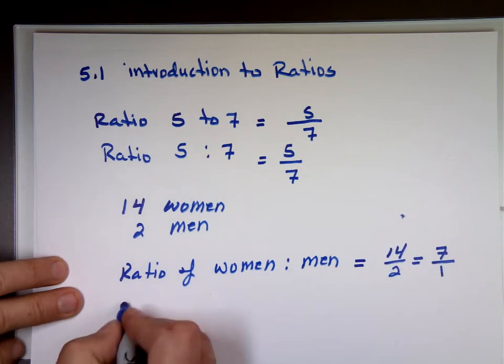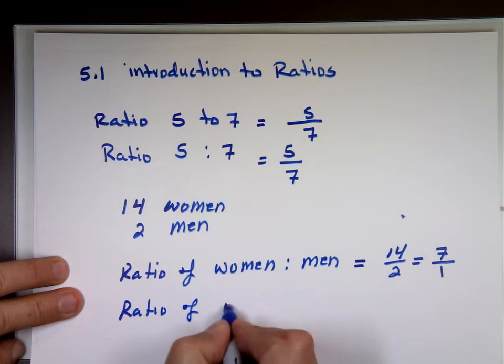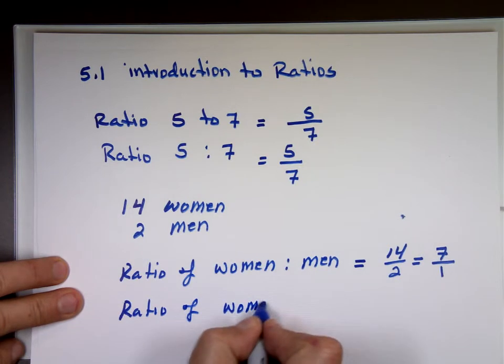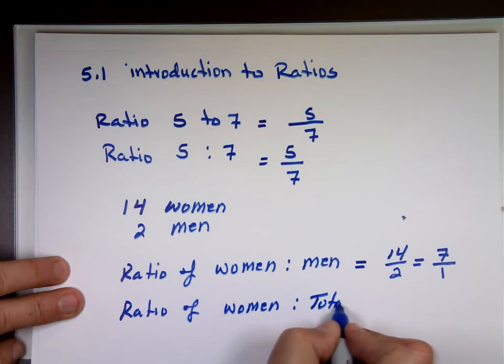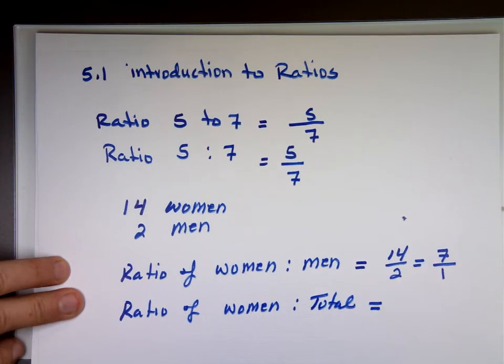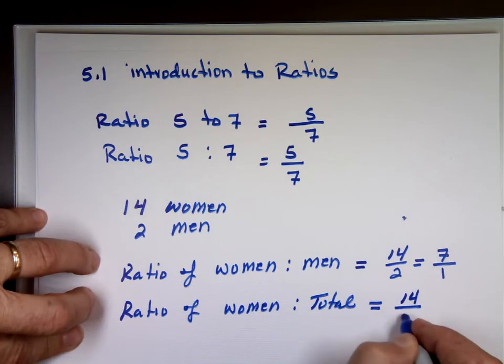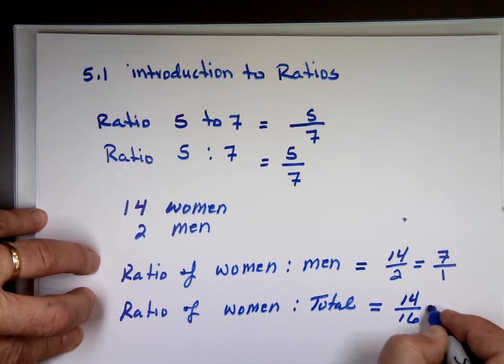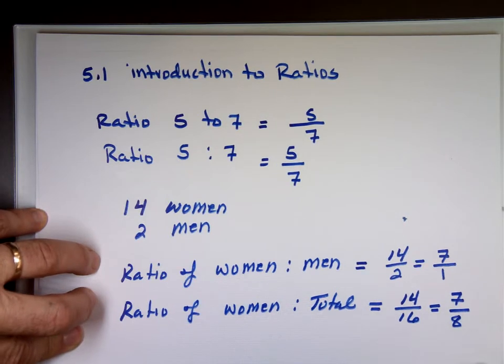Now, if I do, what's the ratio of women to the total number? 14 over 16, which is what? 7 over 8.